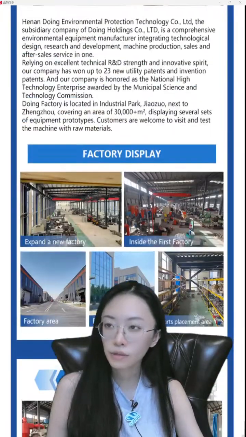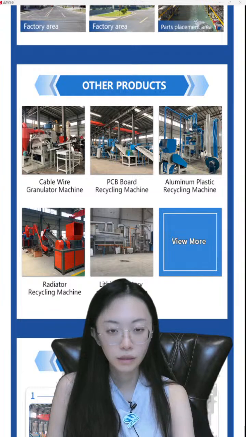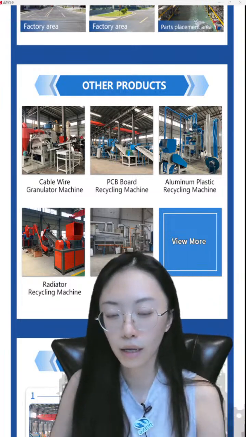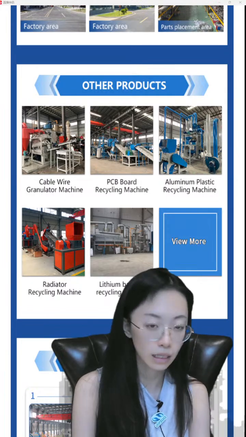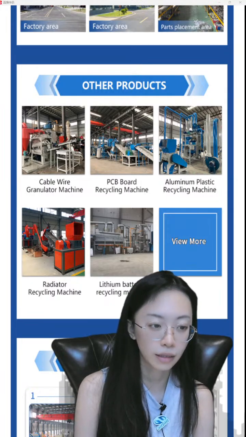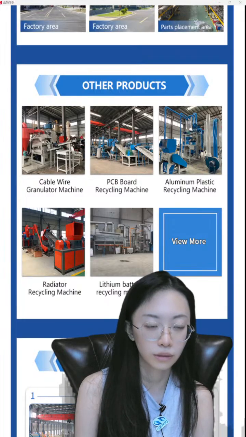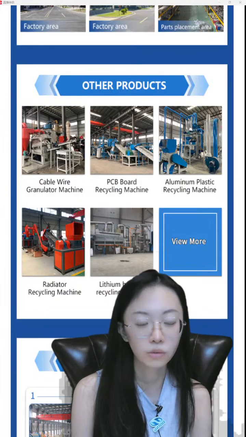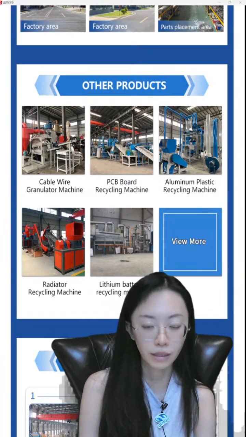This is the factory display and other products. We can recycle this kind of waste. We can also recycle waste tires and waste plastic by using the pyrolysis plant. And we can also recycle solar panels and lithium batteries by using the crushing and separation equipment.